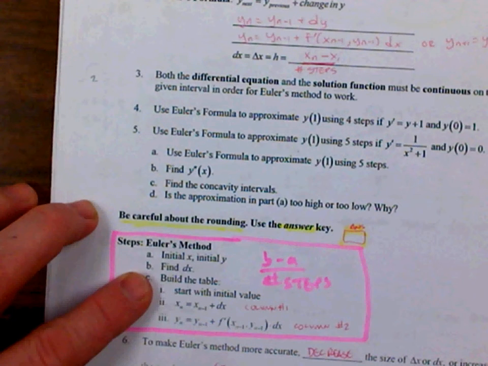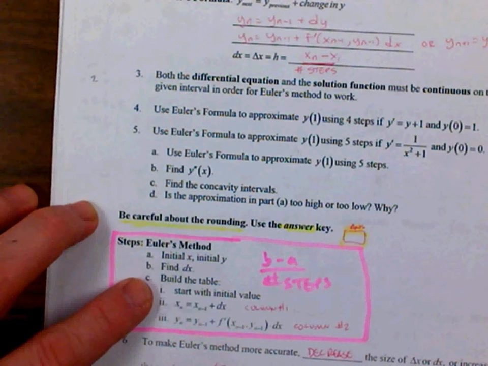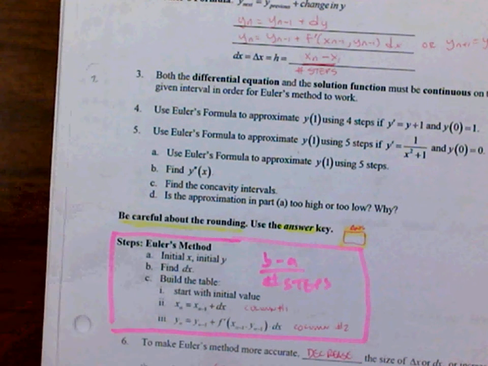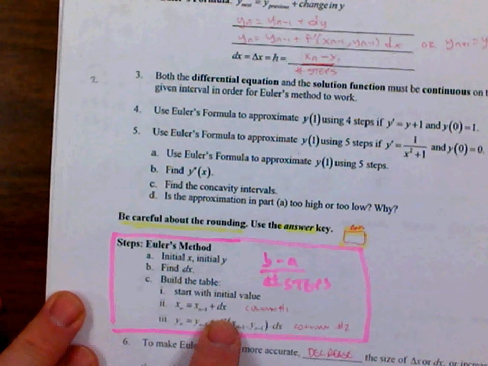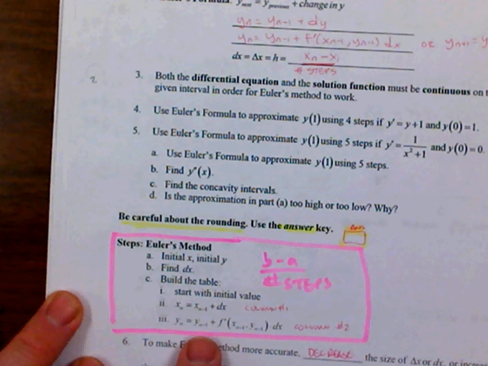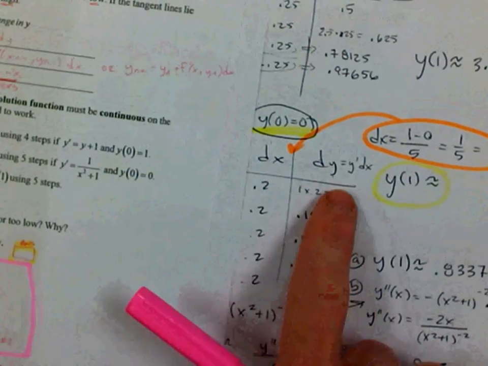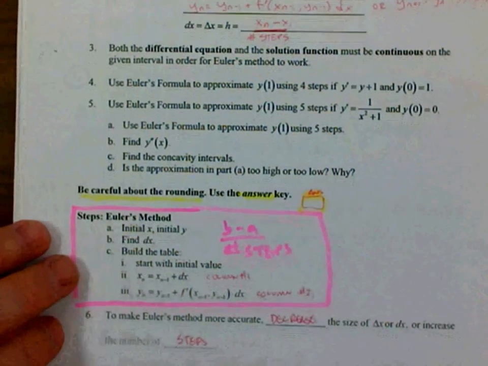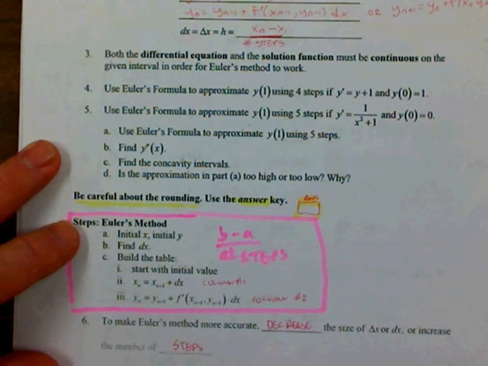Build your table, putting in your initial values. You're going to have 2 columns in there, which you're going to fill out as you go, your x's and y's. Your x's are just adding dx to them each time. Your y's are taking the previous y value and then adding dy. Remember, dy is y prime times dx. That's what we're showing here in the formula. And a final statement, to make Euler's method more accurate, we decrease the size of dx or increase the number of steps.